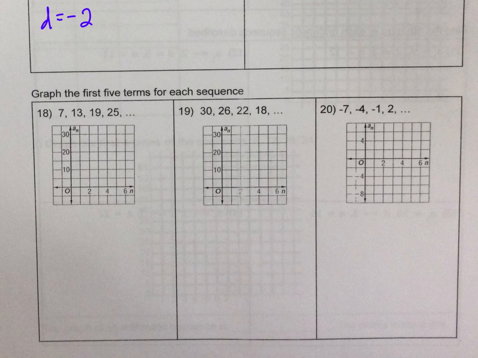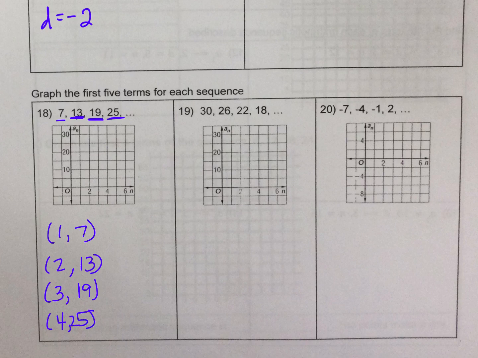Oh, okay. I'm going to make these into points. My first term is a 7. My second term is a 13. My third term is a 19. My fourth term is a 25. And my fifth term, well, I got to figure it out. So if I just say 13 minus 7 is a 6, so I'm adding 6. So 25 plus 6 is 31.